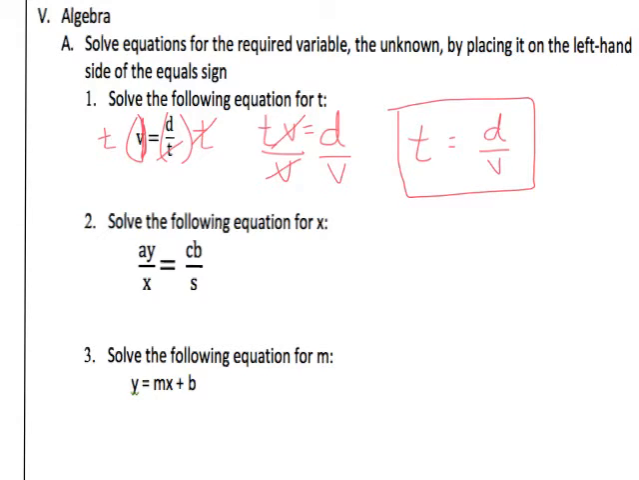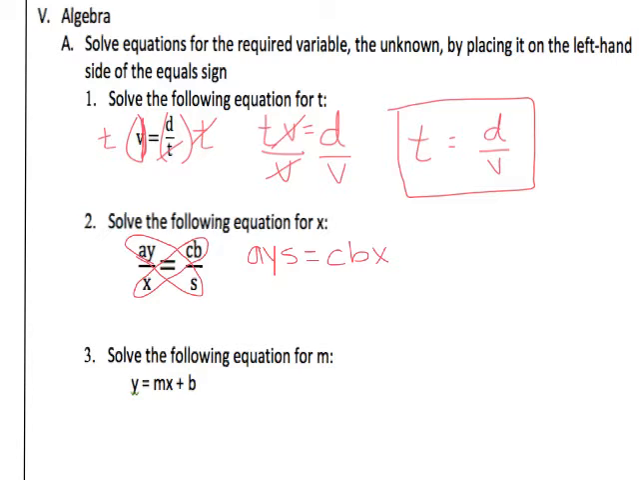So on this one, we're solving for x. There are a few different things you can do to rearrange this one. Normally, though, when I see a fraction on both sides, I like to cross multiply and get everything all in one line. So what we're going to do is I'm going to take a y times s, and I'm going to set that equal to, and then I'm going to cross multiply the other way, c b times x.